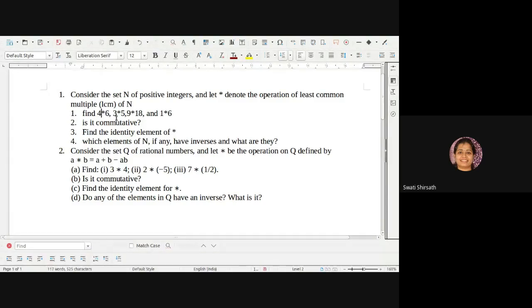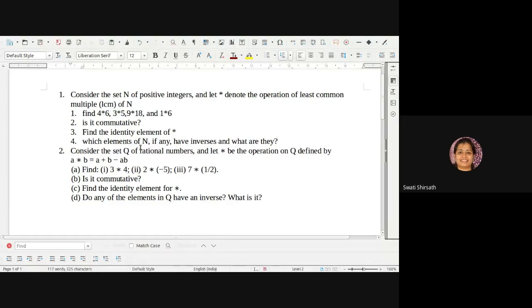So what is the LCM of 4, 6? 12. 3, 5, 15. 9, 18, 18. 1, 6, 6. Is it commutative? Yes. So LCM of 4, 6 and LCM of 6, 4 is same. Okay, so it is commutative.